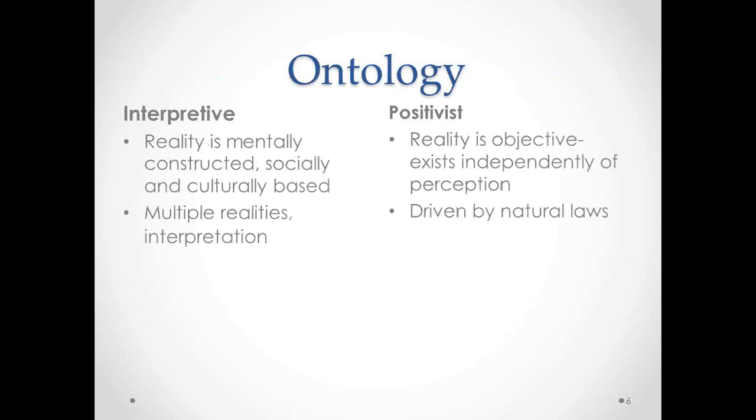When we talk about ontology, we are looking at our interpretive or positivist viewpoint. An interpretive ontology is the idea that reality is mentally constructed, socially and culturally based, and that multiple realities exist. If we're coming from an interpretive ontology, we do not have a yes-no answer; the world is not a black and white place. And if we look at practice generally, there are a lot of concepts which are not black and white.